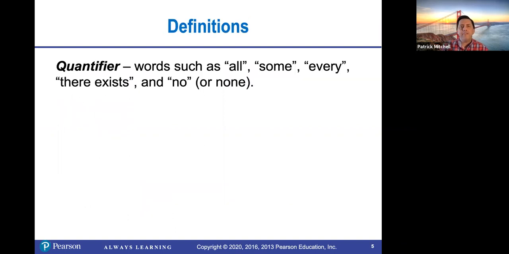All right, a few more definitions. When we talk about a quantifier, we're talking about words such as all, some, every, there exists, and no or none. So these are words that describe how many things the statement applies to, all right? And we're not getting really specific like 2 or 7 or anything like that. It's either all of them, none of them, or some of them. There exists really means the same thing as some. In logic, some means at least one, all right? So it's a little different than everyday English.